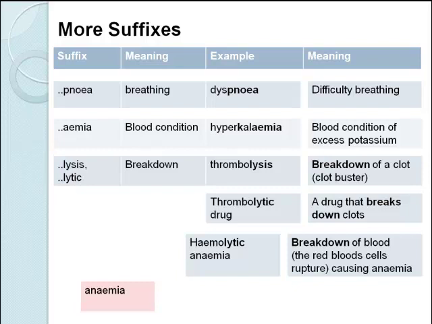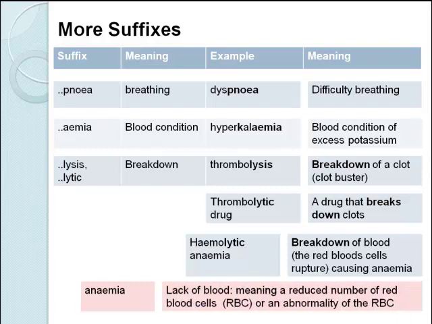can't really break this word down particularly easily. What it means is a lack of blood, meaning a reduced number of red blood cells, RBC is the abbreviation for red blood cells, or an abnormality of the red blood cells. And classically, you think of patients with anemia as having a low hemoglobin count, and the hemoglobin is the part of the red blood cell which carries the oxygen.